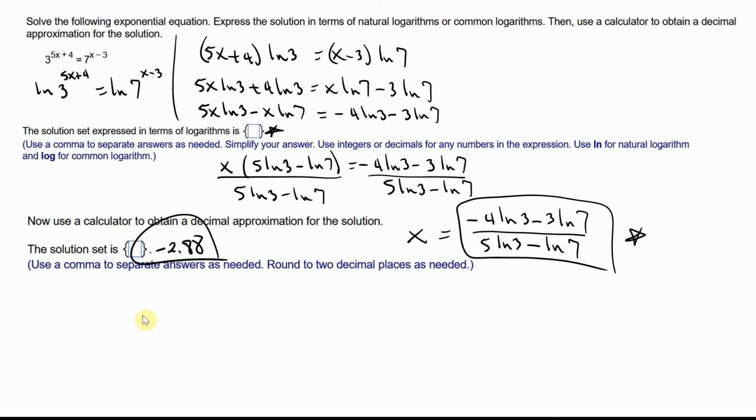And you would almost think that it would be negative 2.89. It's going to kick that out because this number comes out to be negative 2.8846.